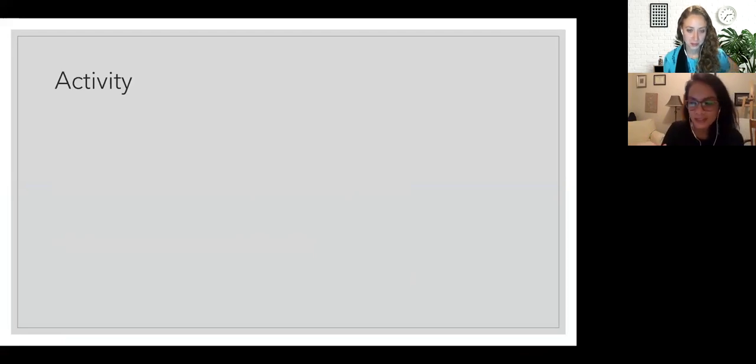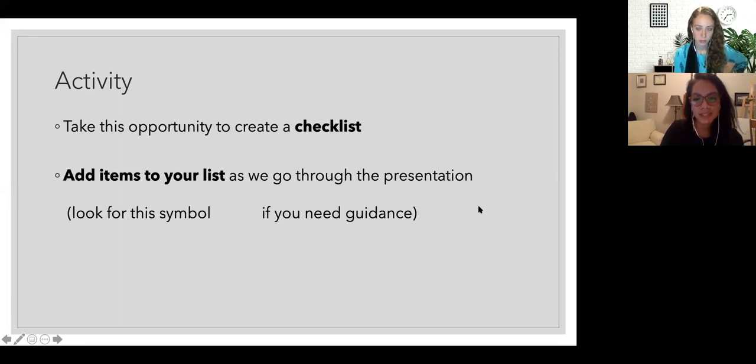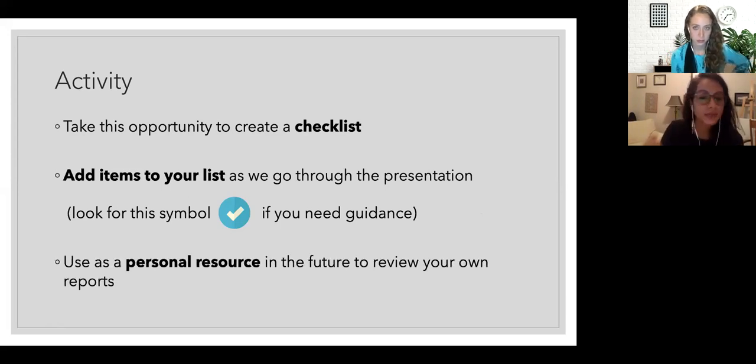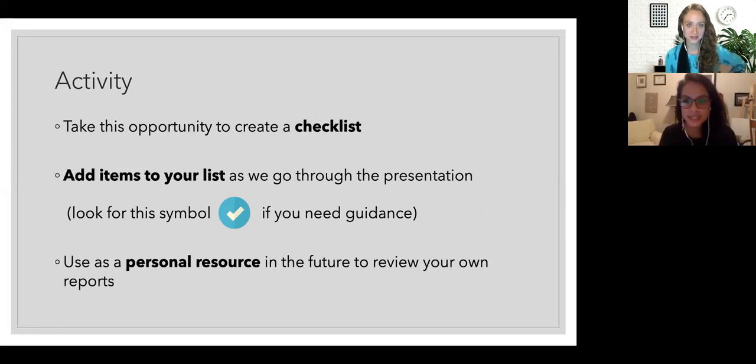Okay, so we're going to do another activity. This is a really great opportunity to make a checklist, like Lauren mentioned at the beginning, to add items to your checklist as we go through the presentation. Look for this signal to help draw your attention to things that are important and that we think you might want to take with you after this training, especially to remember in your work and to apply to the roles that you have. You can use it as a personal resource in the future to review anything that you find the most helpful and apply it to your own reports.